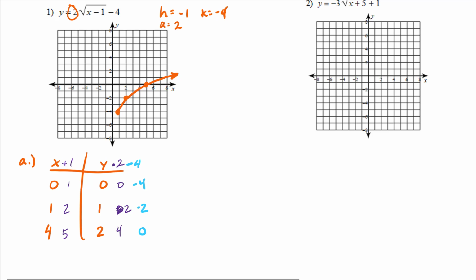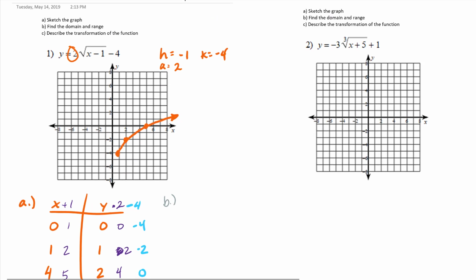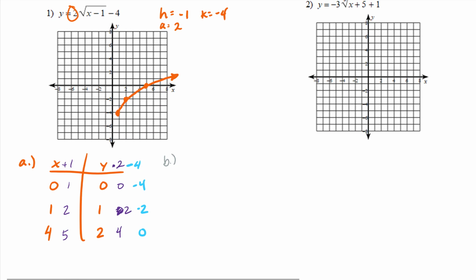Okay, the next thing that I can look at is part B. And part B, I'll go back up here, it says to find the domain and the range. So domain is the set of all possible x values. Well, there's a quick shortcut with this. I'll show you in a moment. But let's take a look at the graph.